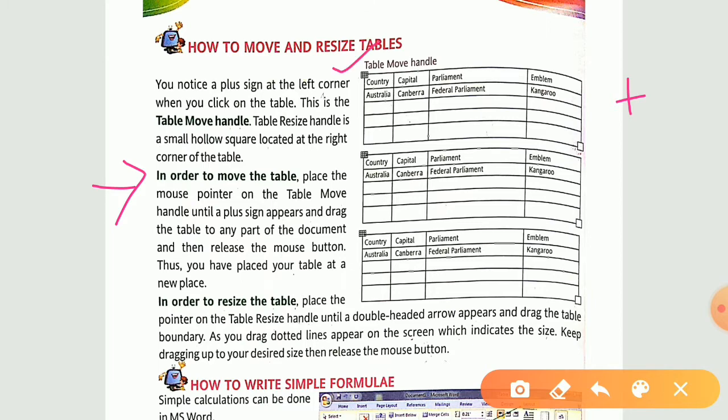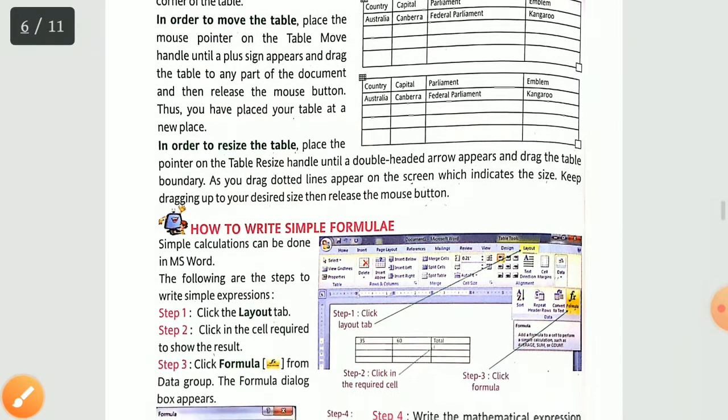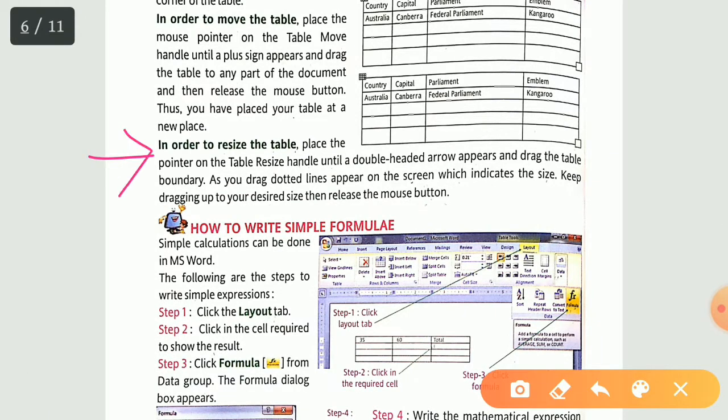Now see the resizing of the table. In order to resize the table, place the pointer on the table resize handle until a double headed arrow appears and drag the table boundary. As you drag, dotted lines appear on the screen which indicate the size. Keep dragging up to your desired size and then release the mouse button.